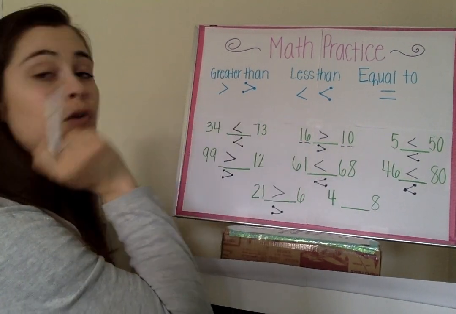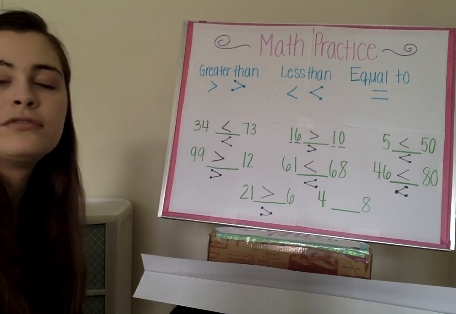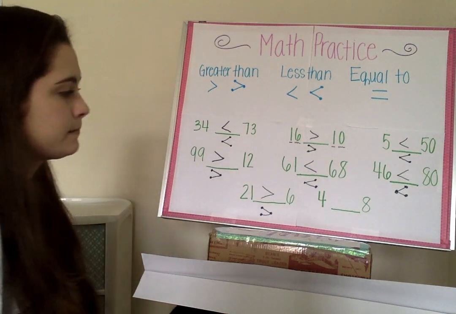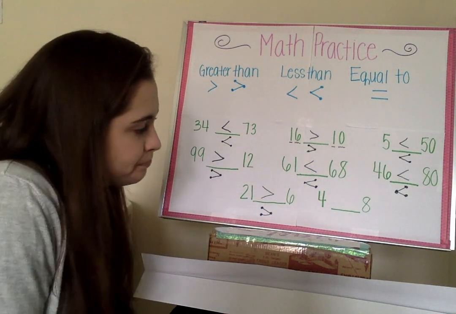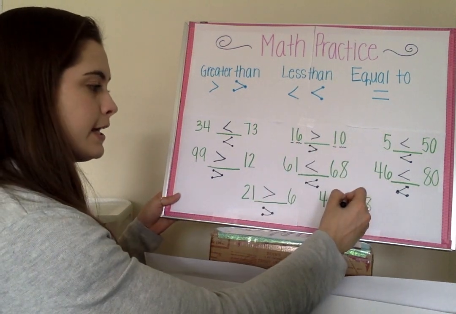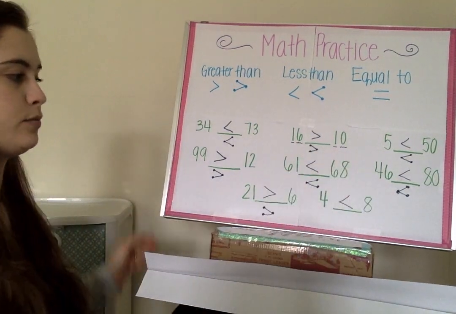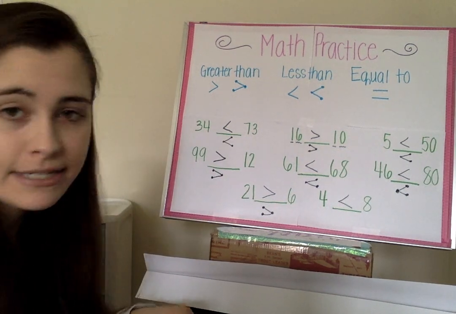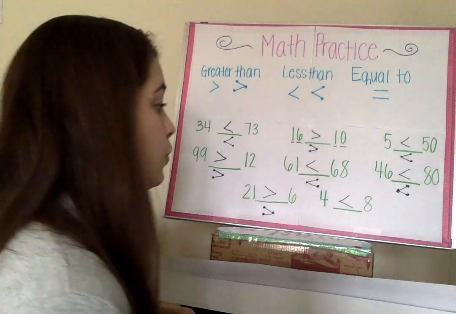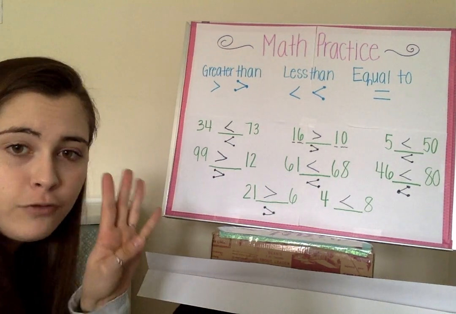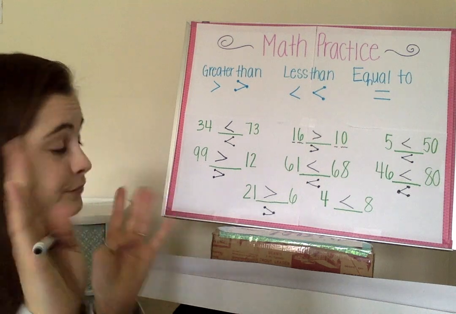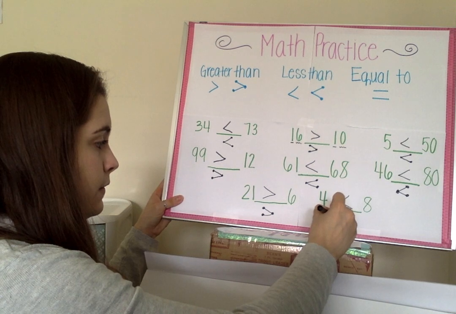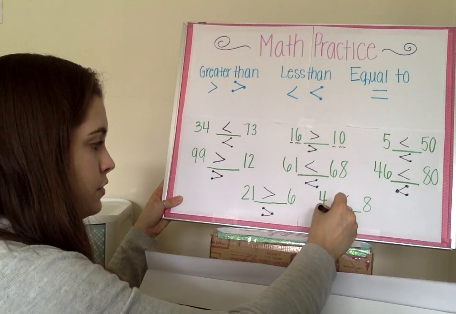Moving on to this one, we have 4 and 8. Think about tens, about ones. 4 is less than 8. Because remember, we only have ones in this problem. There's no tens in 4 and no tens in 8. So we have to just look at the ones. And 4 is less than 8. So 8 is the bigger number. 4 is less than 8. If you're using the dots, it would look like this.